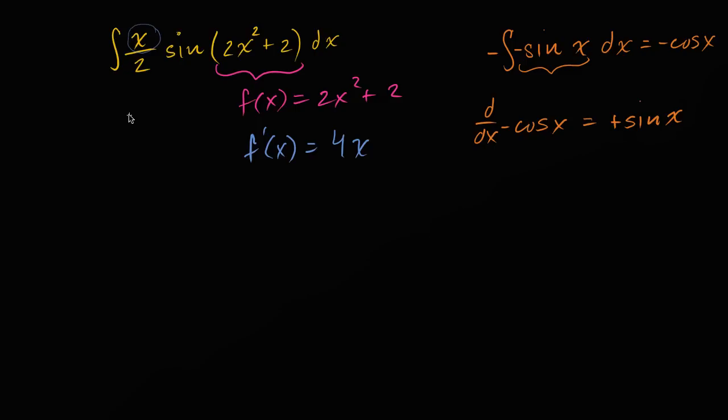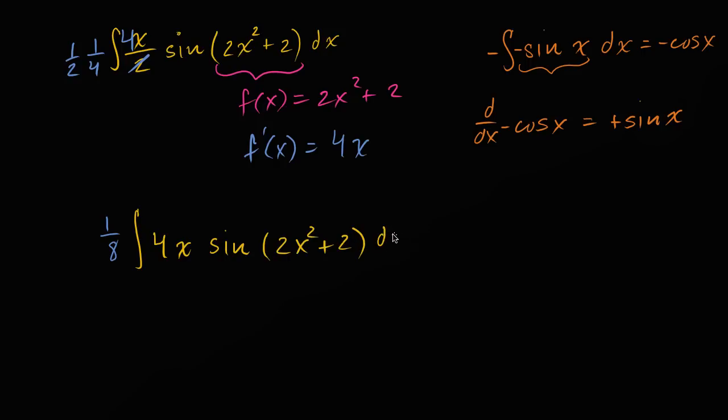What if we were to multiply and divide by 4? So we multiply by 4 there, and then we divide by 4, and then we take it out of the integral sign. And even better, let's take the 1/2 out of here. So I could have rewritten the original integral as 1/2 times 1/4, so it's 1/8 times the integral of 4x times sine of 2x squared plus 2 dx.